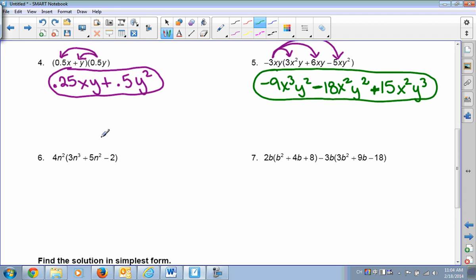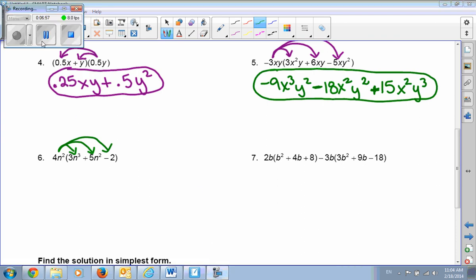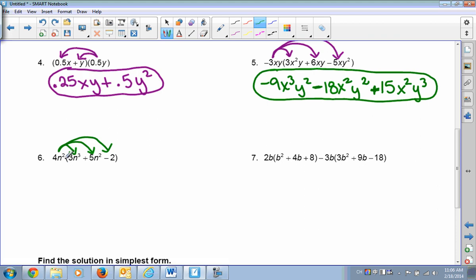All right, number 6. Do you want to try this one on your own real fast? Yes. Well, this one's easier than 5, so try number 6 on your own. All right, let's go ahead and check this.